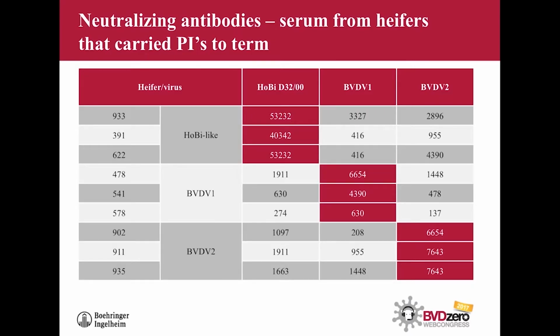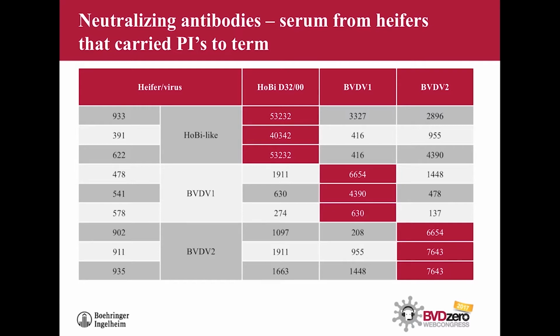So what I'm showing you in this slide is animals that carried a Hobi-like virus PI have much higher titers against Hobi-like virus compared to BVD1 or BVD2. Similarly, those animals that carried BVD1 PIs have a much higher titer against BVD1, and those that carried BVD2 have a much higher titer against BVD2. This once again shows us the clinical significance of the antigenic differences between these species. Antigenically, they are clearly different, and cattle can tell the difference.